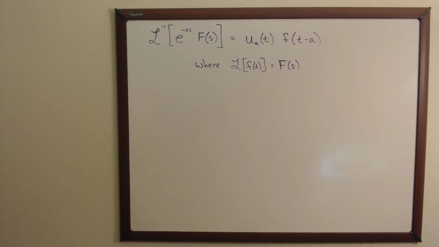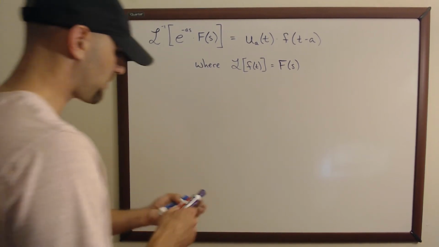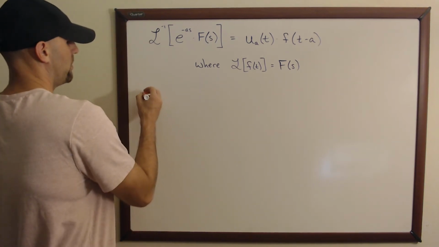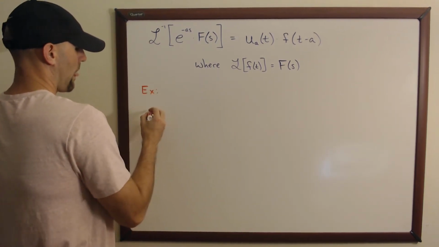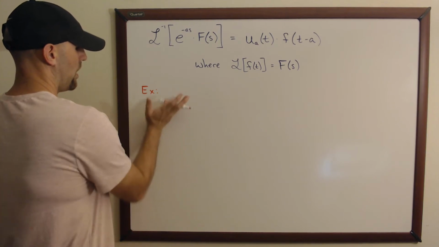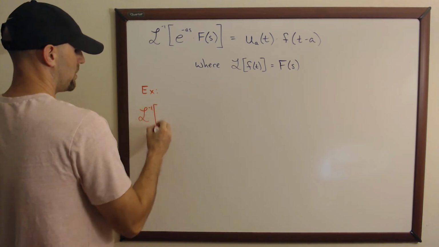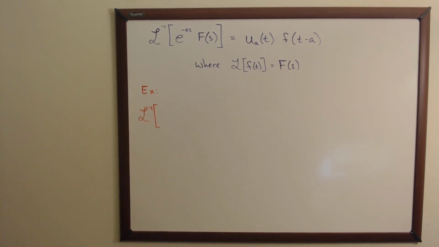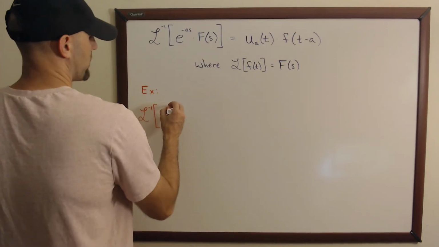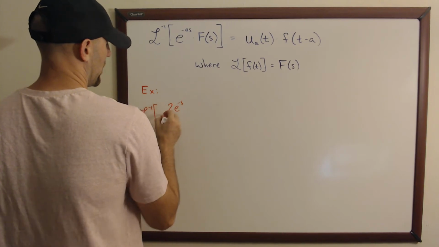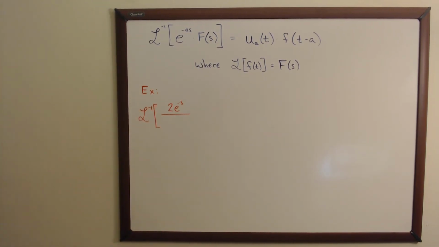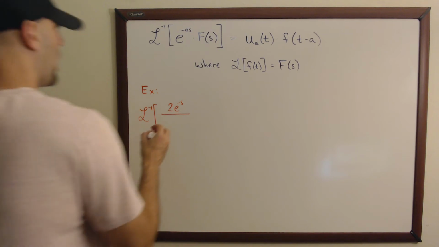Okay. Again, let me go ahead and work an example here. There we go. All right. Yeah, that looks like fun. Okay. So here's my example. Okay, so I want the inverse Laplace transform of, what do I have here? I've got 2 times e to the negative s all over s squared plus 4.